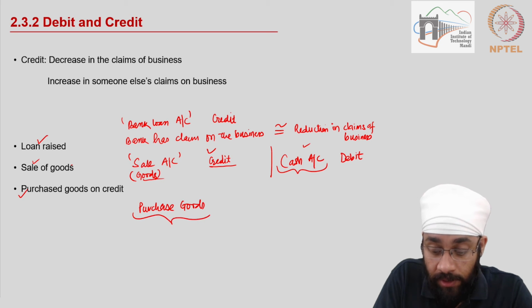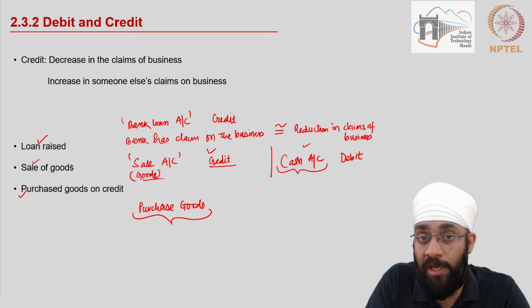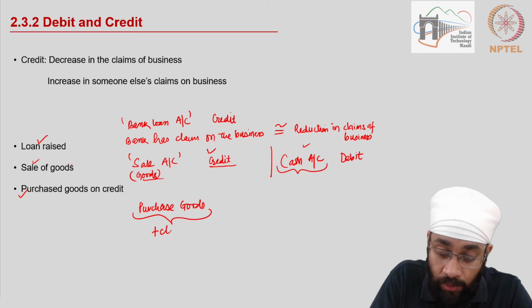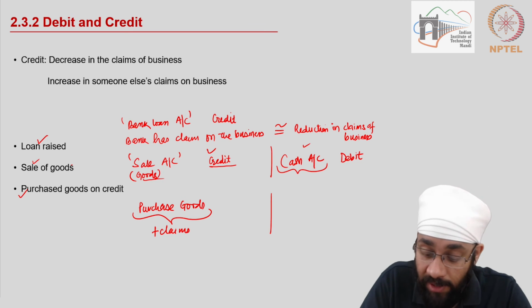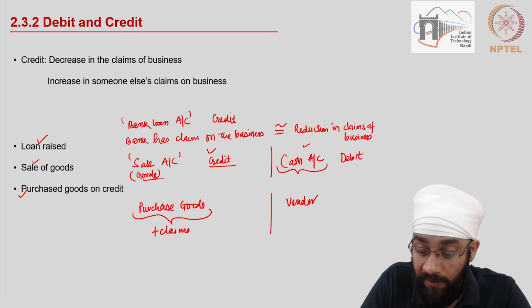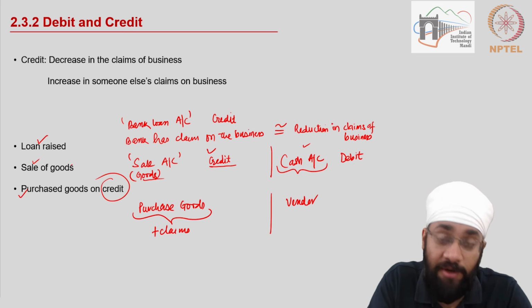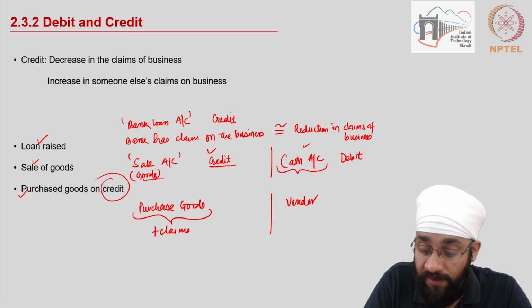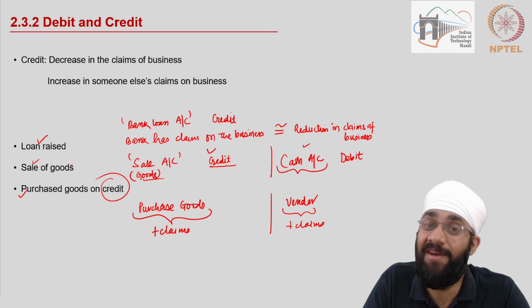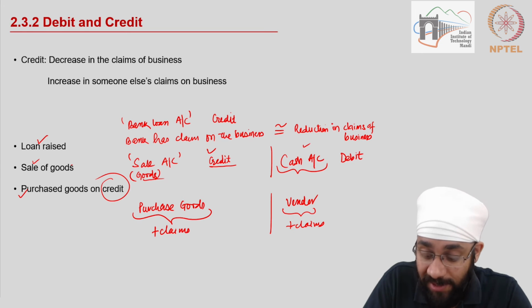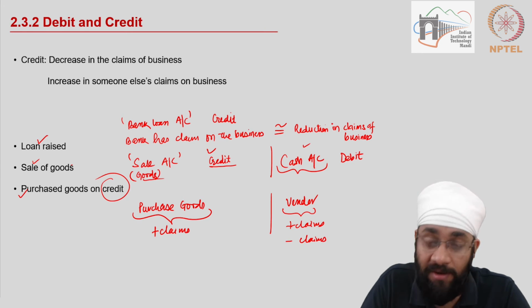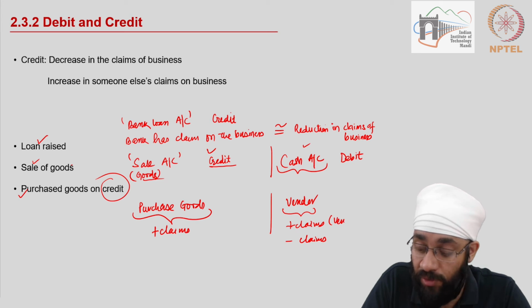When you purchase goods, you will pay for it, or assuming that you paid for it, the claims are going up here. However, in return, the other side of the coin now is that there is your vendor, you have to pay to him, right? And you have not paid to him. It is on credit. Credit means you have not paid to him. So the vendor now has an increase in his claims as well. But when the vendor has an increase in his claims on the business, that means the business's claims are going down. So this is with reference to the vendor.